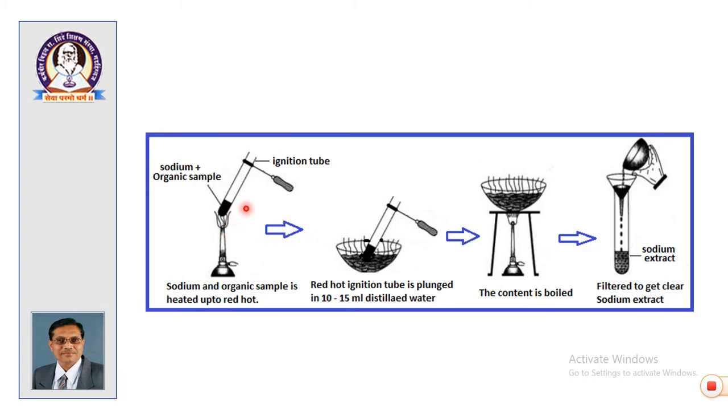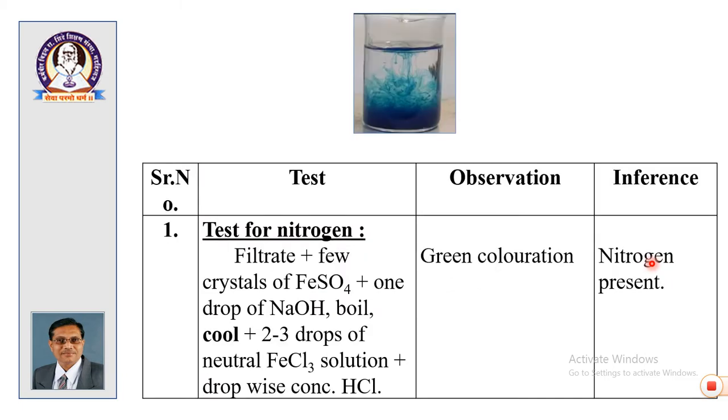So this is the procedure: heating, then dropping, concentration, filtration. You can see some video related to this experiment also. Then the extract, also called the filtrate, is used for detection of nitrogen, sulfur and halogens. The tests are given in the slide.